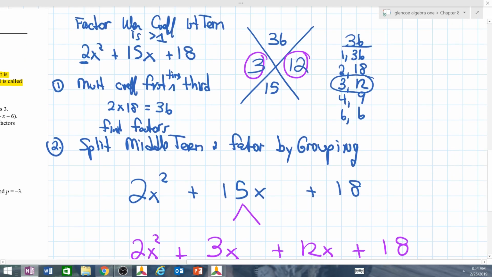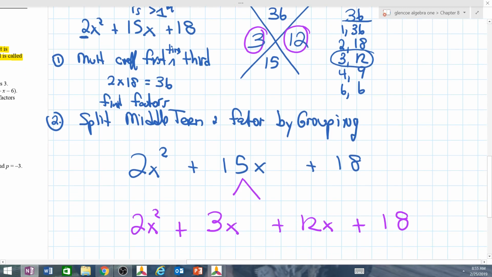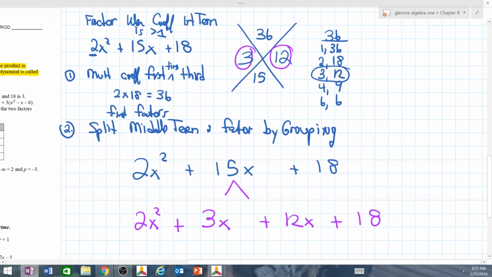Okay, to factor a polynomial where the coefficient of the first term is greater than 1, you multiply the coefficient of the first term times the third. So 2 times 18, 36 goes on top of the x. The middle term, what multiplies to 36 and adds to 15? We listed all of our factors. Some of you won't need to do that. You'll know it right off the bat. Check your work. Does 3 times 12 equal 36? Does 3 plus 12 equal 15? Yes, it does. So now we're ready to split the middle term of the original expression and factor by grouping.